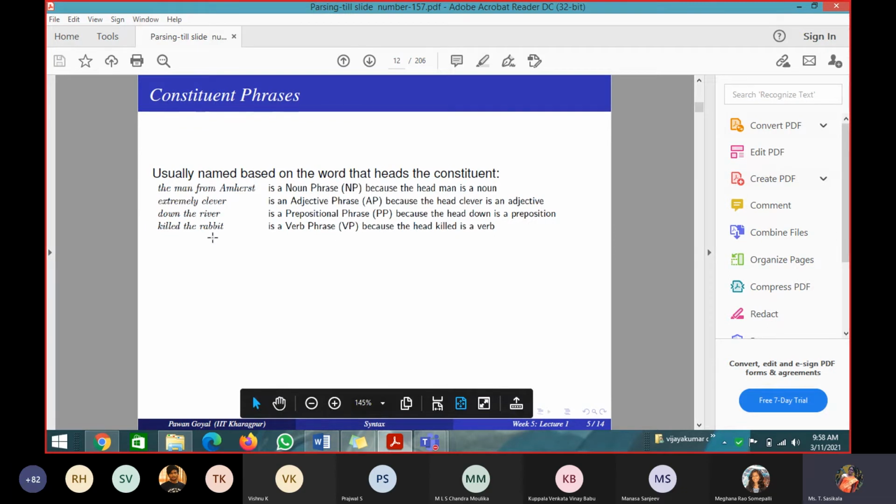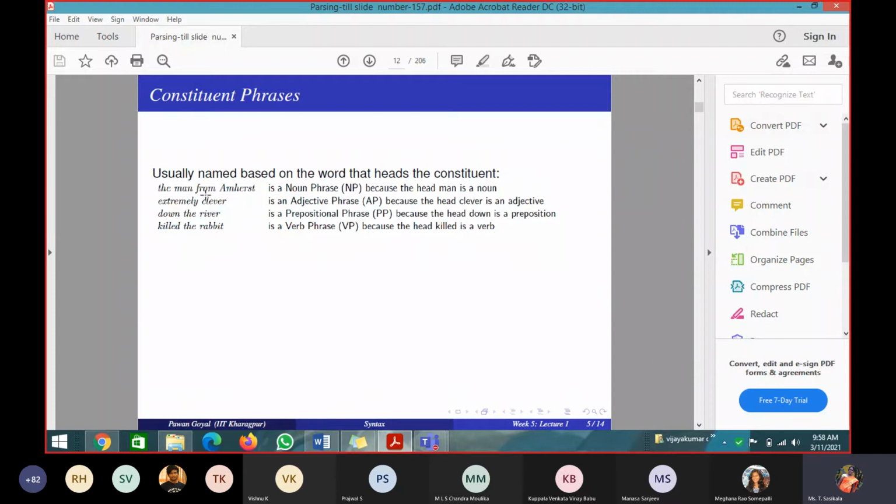Noun phrase, adjective phrase, prepositional phrase, verb phrase. Take "the man from Amherst." Why is it called a noun phrase? This is a phrase having four words. They take the head word, that is the root word, and find out the POS tag of that word. What is the head word here? What is the thing they are talking about? Man. So the man is a noun, so it forms a noun phrase.